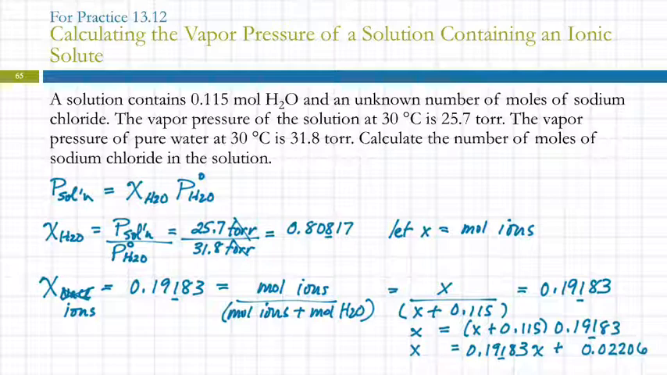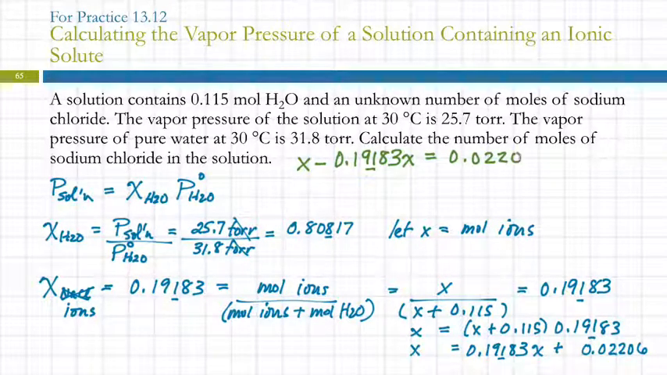So then we have to get all the x terms on one side. Right, so this is 1x, and I'm going to subtract this. I'm going to move, I'll just change colors so that we don't get lost. So I've got x minus 0.19183 times x is going to be equal to 0.02206.